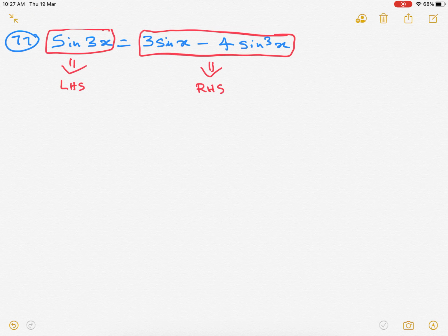Dear students, once again, the question number 77. This is the last question in chapter 6.2. So, question number 77. Here also we are going to verify a trigonometric function: sine 3x is equal to 3 sine x minus 4 sine cubed x.